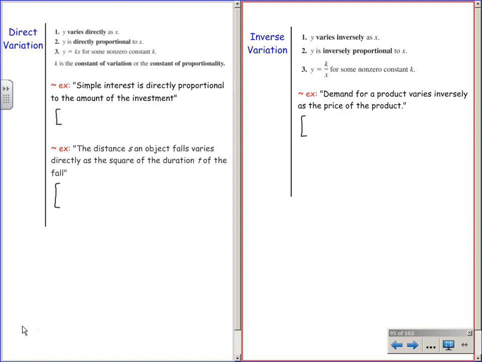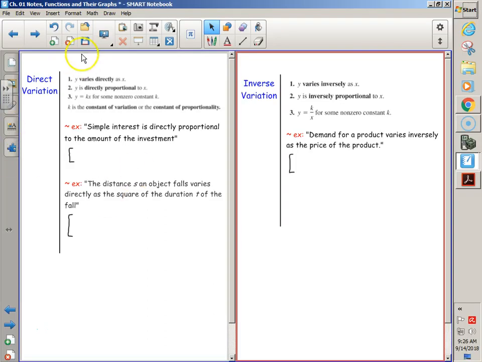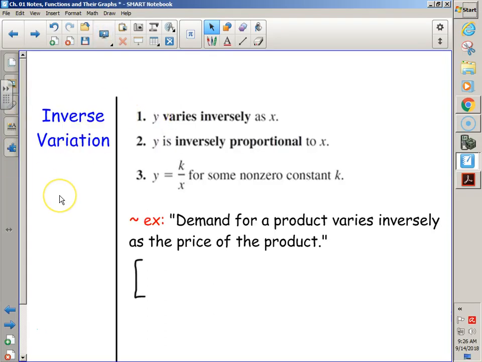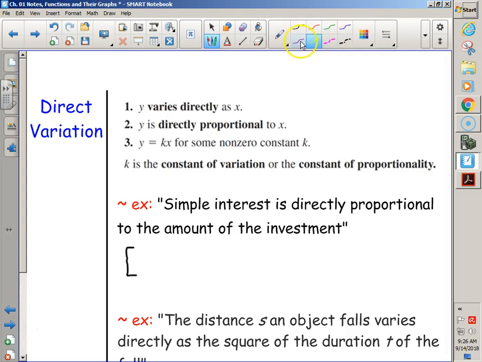Okay, so the first one, direct variation. Directly proportional to or direct variation. Let me get my colors out. And let's go ahead and zoom in. So, nope, that's inverse. Here we go. Y. If you guys are looking at each of these statements, the y comes first, right?